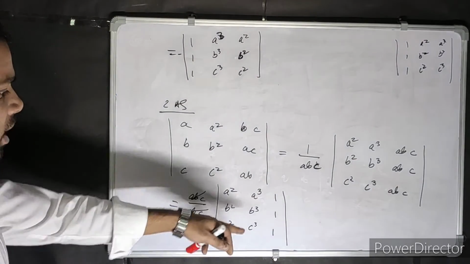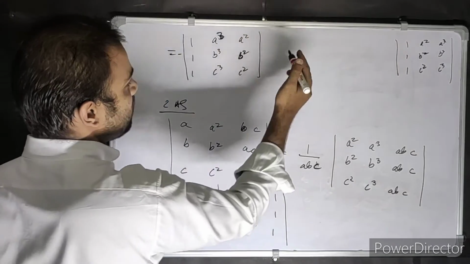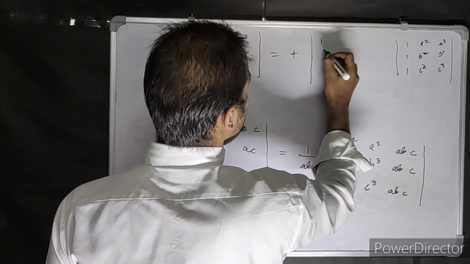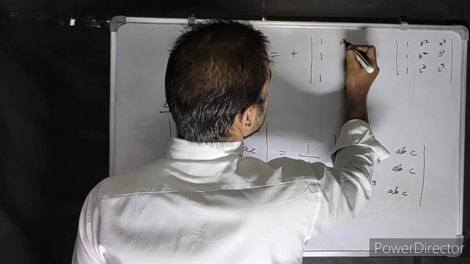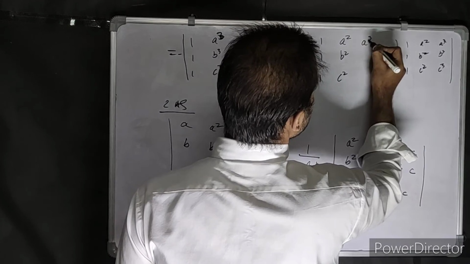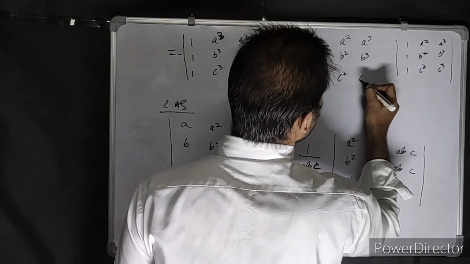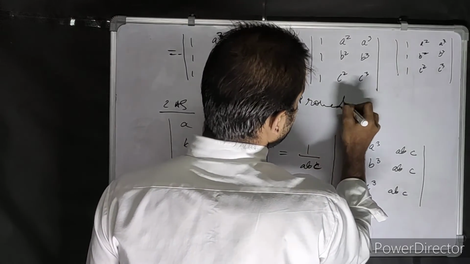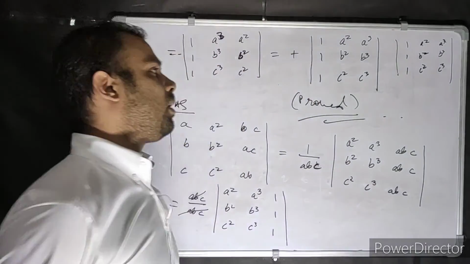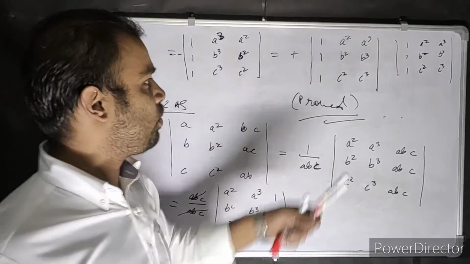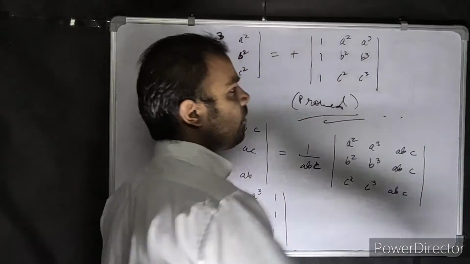Next one. Now the cube has to come this side, so this becomes a positive. That becomes 1, 1, 1; this is a square, b square, c square; and this is a cube, b cube, c cube. That is proved. So you can write proved over here in your copy and then finish it off. That's it. That is what I had to prove. I have proved it. That's the proof.